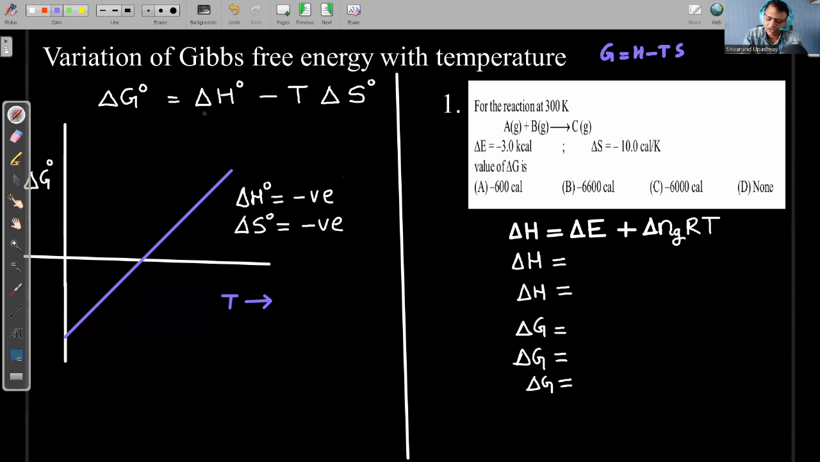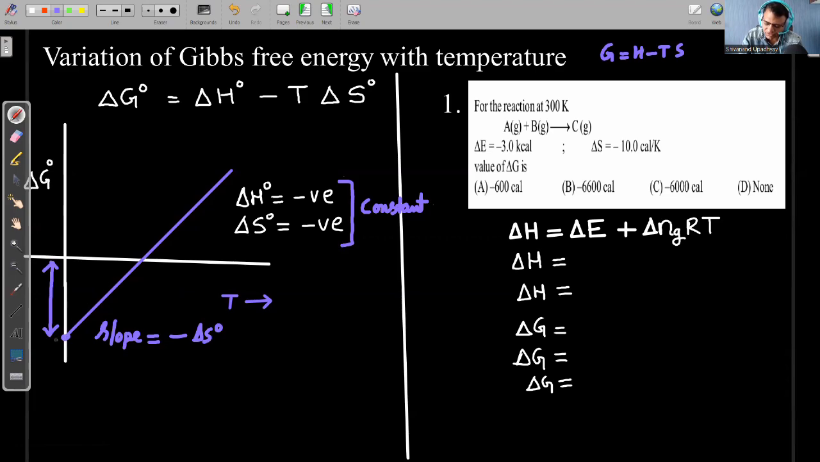We can draw the graph of delta G naught versus temperature. When we are discussing this variation, it should be common sense that in the particular temperature range in which we are changing the temperature, the values of delta H naught and delta S naught are constant. They are not going to vary. Here, if you compare, delta H naught is related to the intercept on the y-axis, and the slope is equal to minus delta S naught. So the slope of this line is constant, meaning delta S naught is constant. The intercept is fixed, meaning delta H naught is fixed.